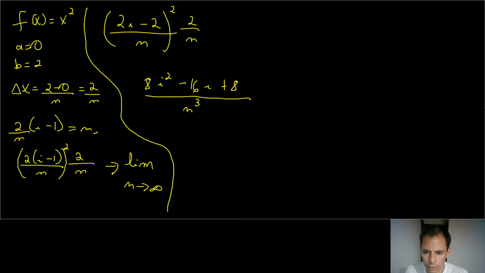Now, you see it's going to be the summation, right? I'm going to put a summation here. It's going to be a summation from i equals 1 all the way to n as n approaches infinity. Okay? Now, let's see. We've seen this before, okay?